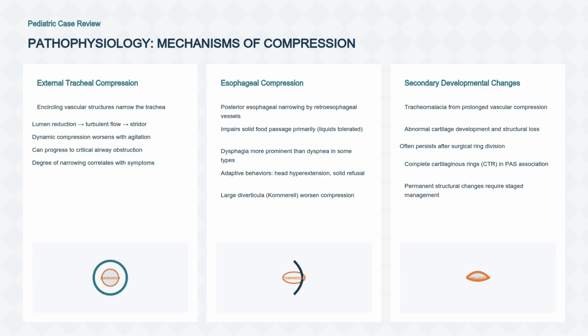Understanding the pathophysiology is critical. Encircling vascular structures narrow the trachea, creating turbulent airflow and stridor. Retroesophageal vessels cause posterior esophageal compression, impairing the passage of solid foods and causing severe dysphagia. Furthermore, prolonged vascular compression leads to tracheomalacia, where abnormal cartilage development results in persistent airway collapse even after successful surgical division.